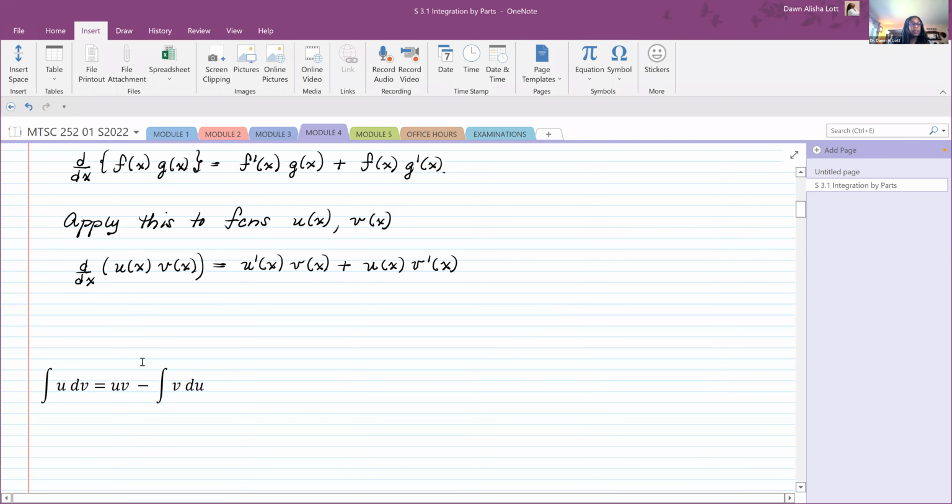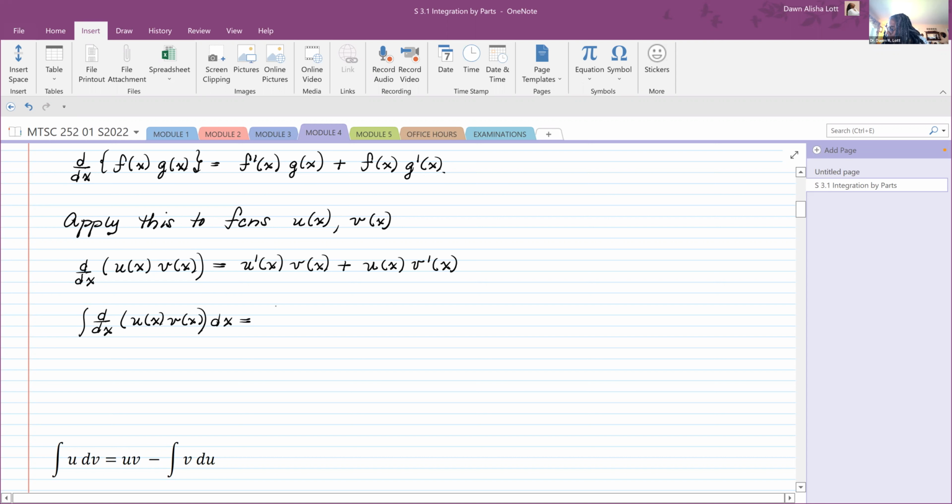So now let's integrate this. All right, so when I go to integrate this, I get the integral of the derivative with respect to X of U of X times V of X dx is the integral of U prime of X V of X dx plus the integral of U of X V prime of X dx.